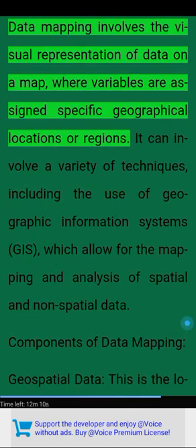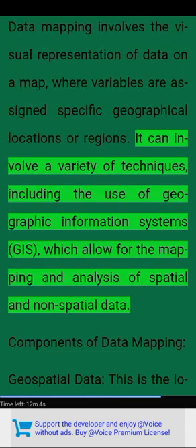What is data mapping? Data mapping involves the visual representation of data on a map, where variables are assigned specific geographical locations or regions. It can involve a variety of techniques, including the use of geographic information systems (GIS), which allow for the mapping and analysis of spatial and non-spatial data.